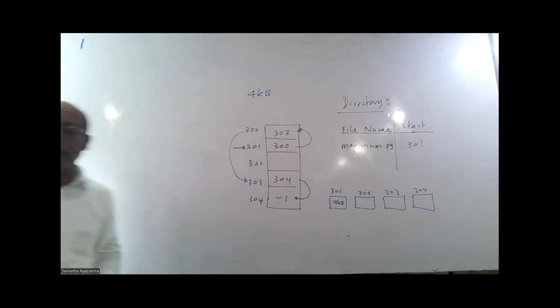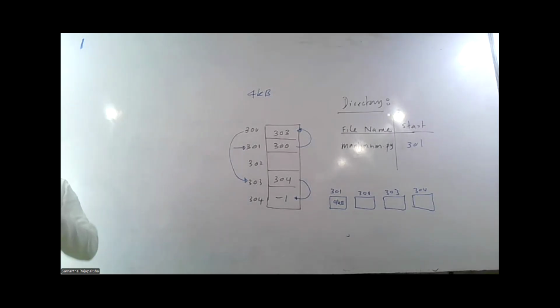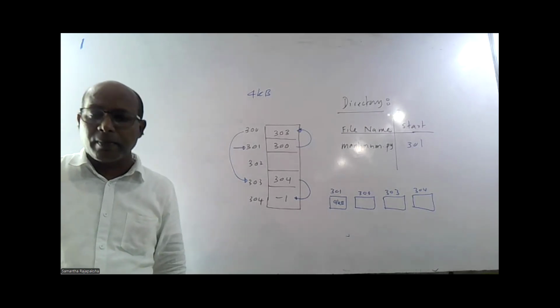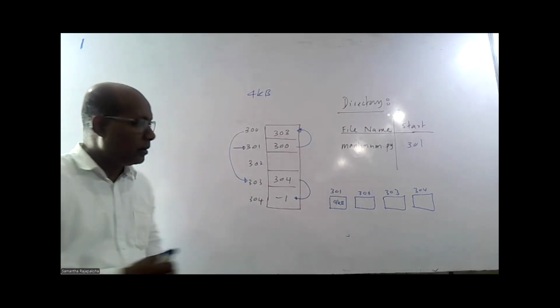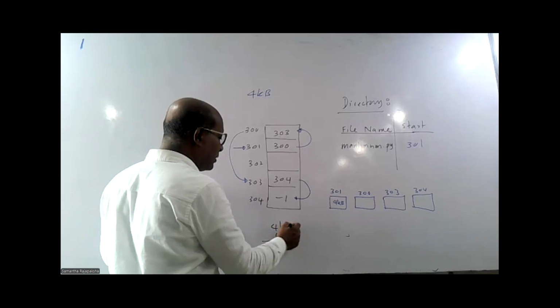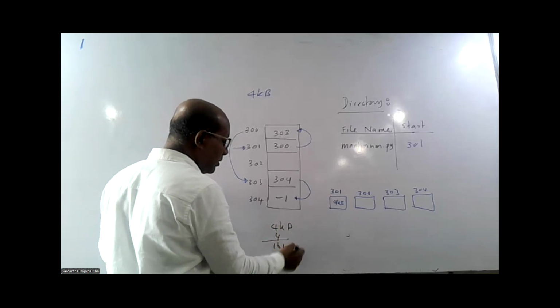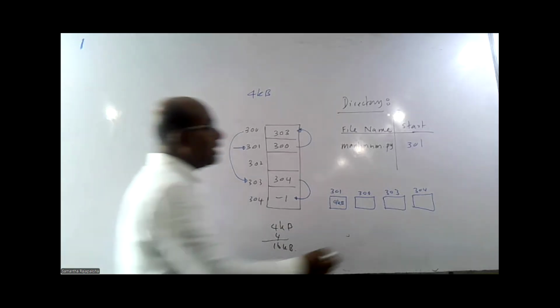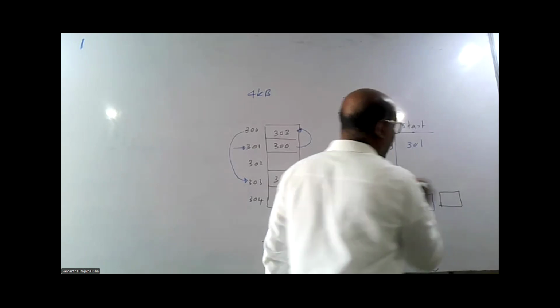Now, what's the file size now? 16 kilobyte. Yes, 4 kilobyte into 4. That is somewhat 16 kilobyte now. Now they are saying you have to make it 20 kilobyte. That means another block should be allocated.